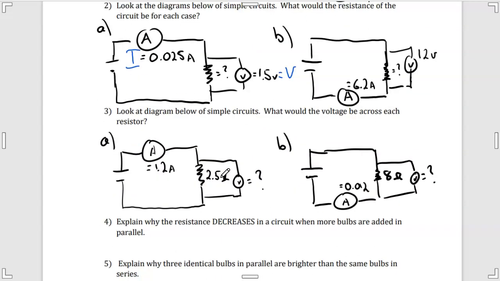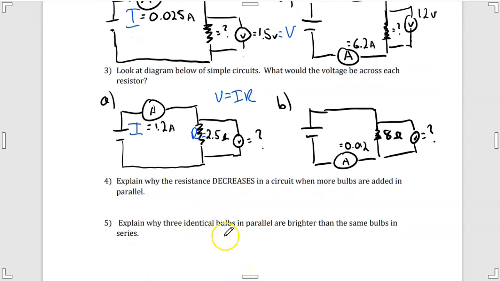And then finally, the third iteration is trying to find the voltage. So again, you have the current here, you have the resistance here, and it's just voltage is equal to current times resistance. So to find the voltage across this resistor, it's 1.2 times 2.5. Now I'll give you an answer.